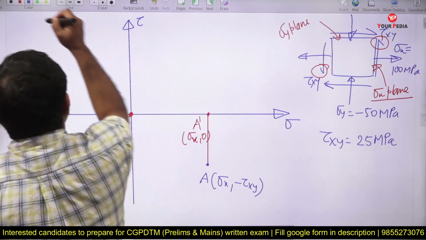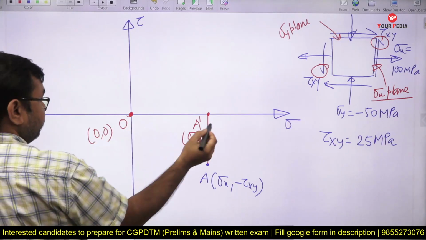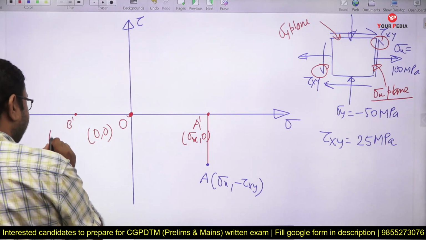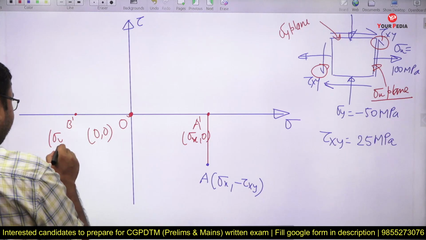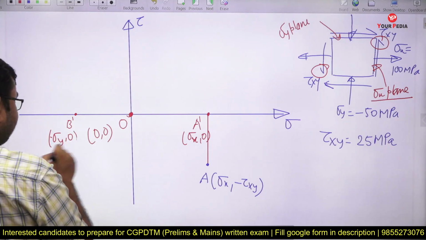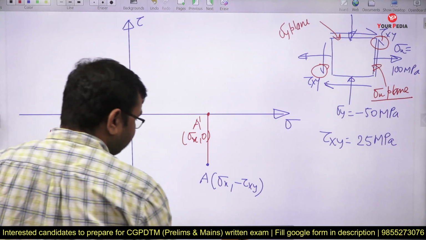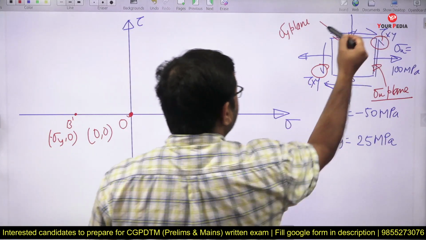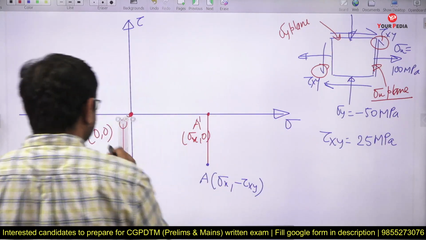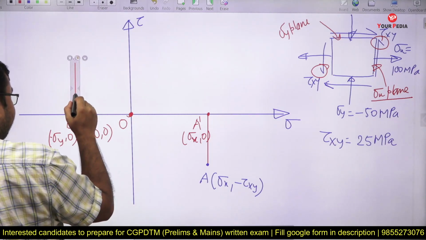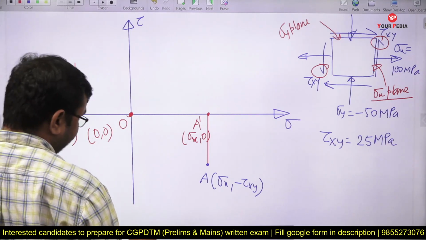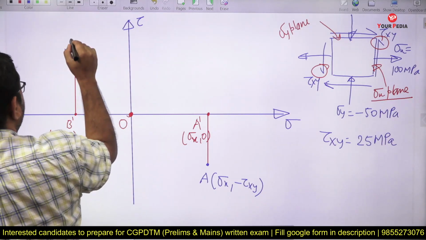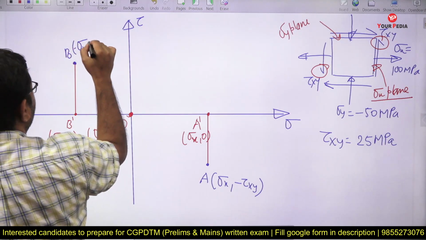And similarly, can I represent a point B? At a distance of minus 50, let's say this point is B prime and its coordinate is minus of sigma y comma 0. And obviously in the sigma y plane you again have tau xy. So we need to draw this line, because the magnitudes of both the shear stresses remain the same. So simply we can represent it like this. This point is called B point and its coordinate is minus sigma y comma tau xy.